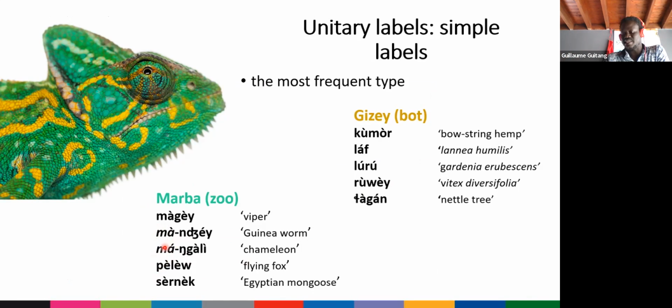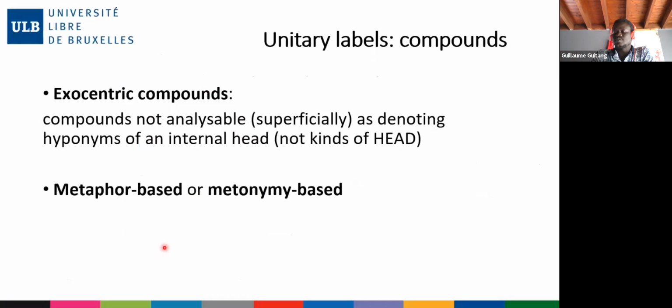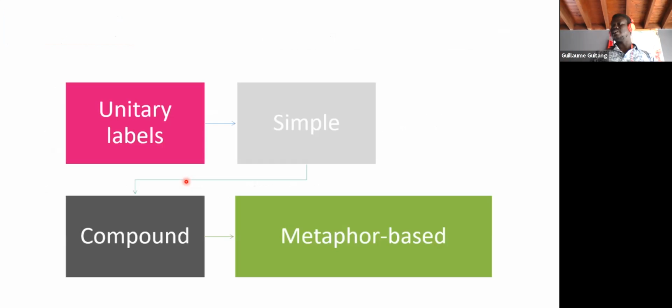Now, the compound ones. So basically, as I said, these are exocentric compounds. That is, compounds that are not analyzable, at least superficially, as denoting hyponyms of an internal head. So they are not kinds of the head. And basically, there are two structures. There are metaphor-based ones, and there are also metonymy-based compounds. And I'm going to show exactly the distinction. So let's begin with the metaphor-based ones.